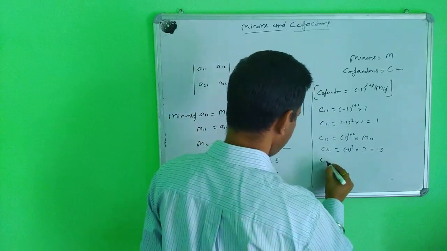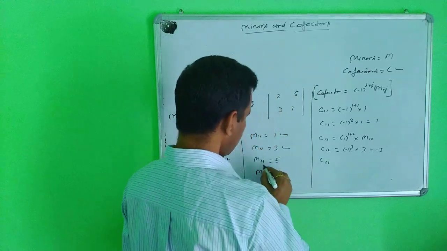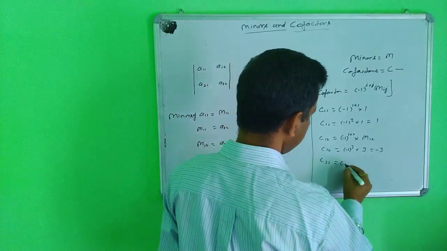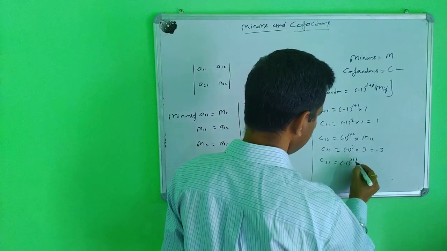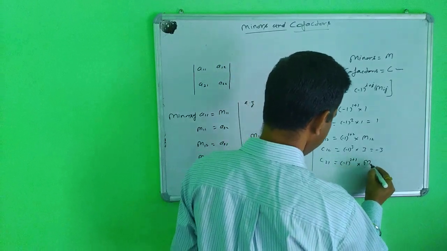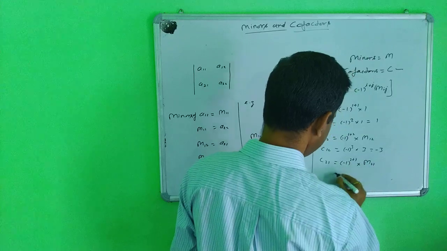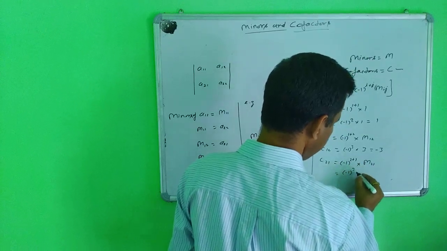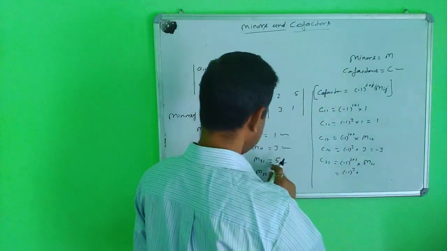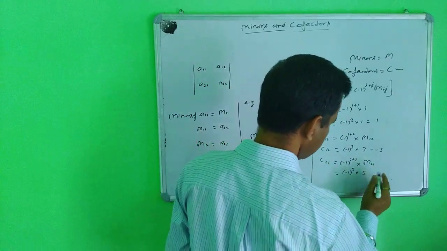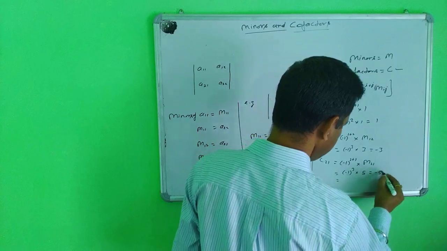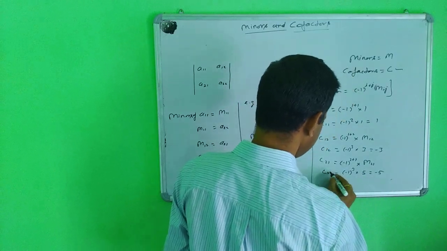Similarly, the cofactor of 2 1. First I will write minus 1 to the power 2 plus 1, times M21. Minus 1 to the power 3 is negative. The value of M21 here is 5. So the result is minus 5. This is the cofactor of 2 1.